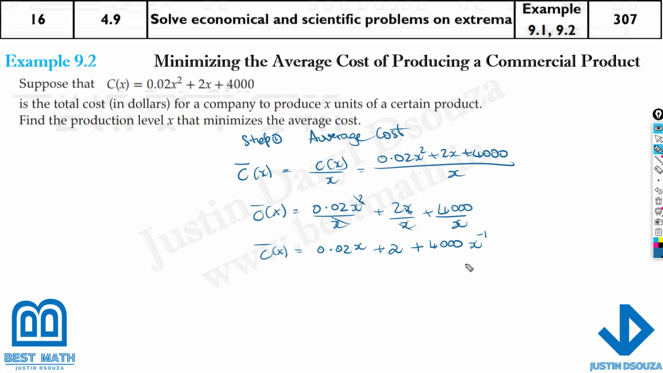Okay, step 1 is done. Now we need to find the critical numbers. So step 2 would be finding the critical numbers.